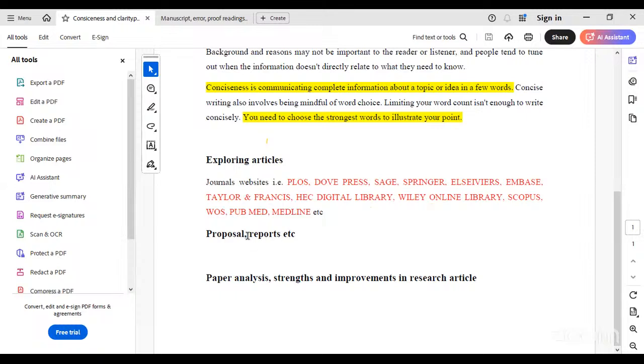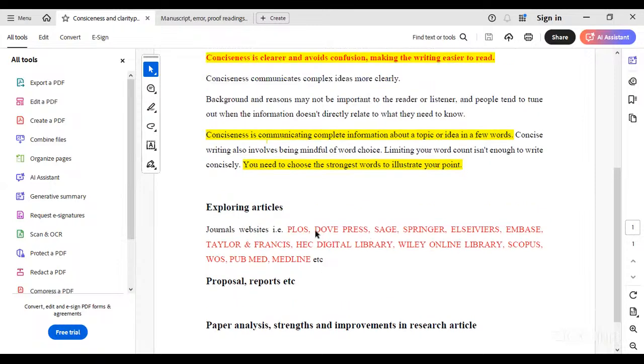So there are some proposals and reports. I've talked about the synopsis, the research proposal. A research proposal synopsis is a document consisting of the research idea. You are presenting your research idea to a research committee. If you are doing an MPhil or PhD project, you have to present your research proposal in front of them. So they should be clear and concise as well.